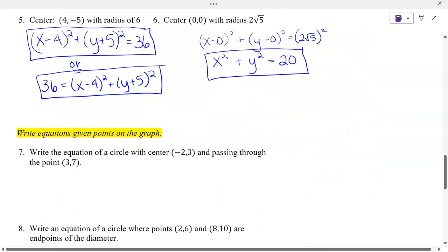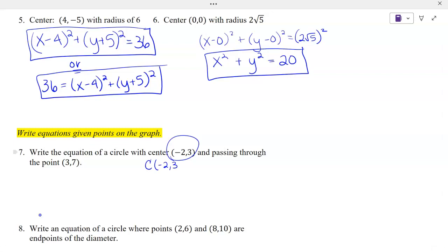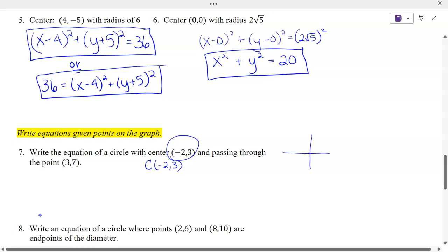So let's take a look at some other equations here. They say write the equation of the circle with the center. So we know that our center is at -2, 3, and they say that this circle passes through the point 3, 7. So they don't directly tell us the radius, but they tell us enough information to find the radius.